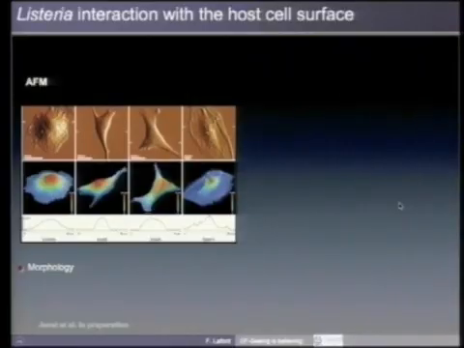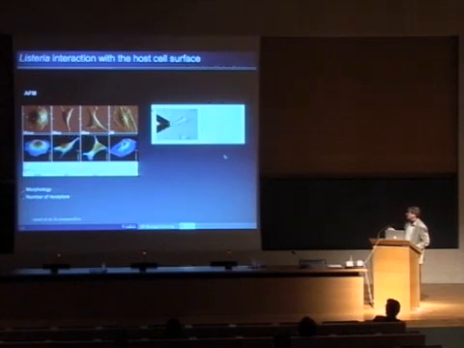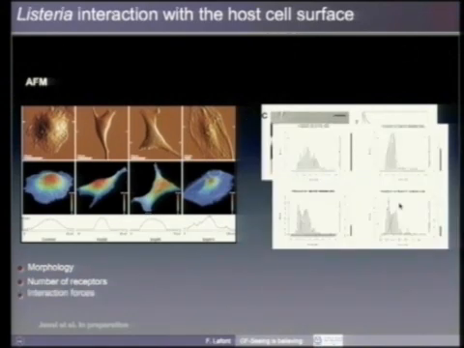So, of course, with AFM, we could also follow the morphology of the cells. And here you see these differences in morphology, and here the differences in the height of the cells. But by coupling internalin B on the tip of the cantilever, we were then able to follow the interaction between internalin B and the MET receptor. Here you see all these signatures for unbinding of the interaction. And we did more or less the same analysis as I mentioned before, but here what we were able to follow is really the interaction forces.